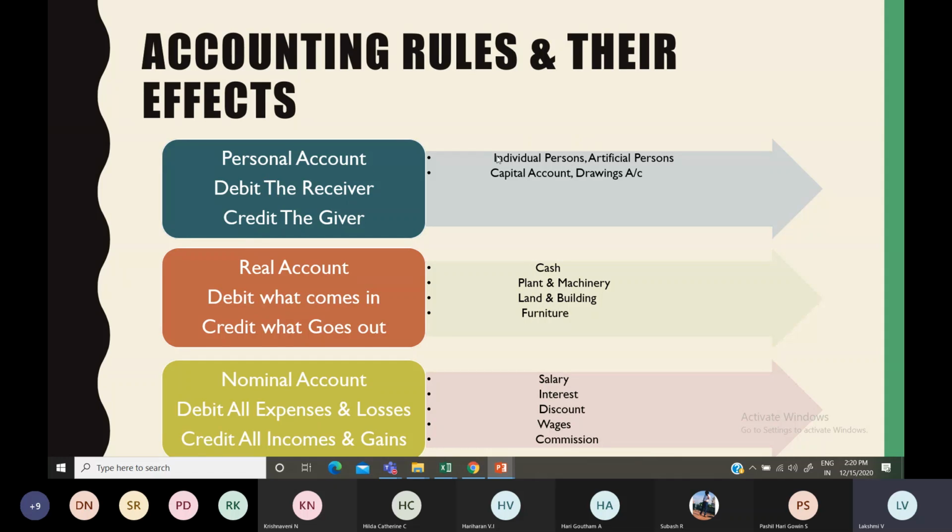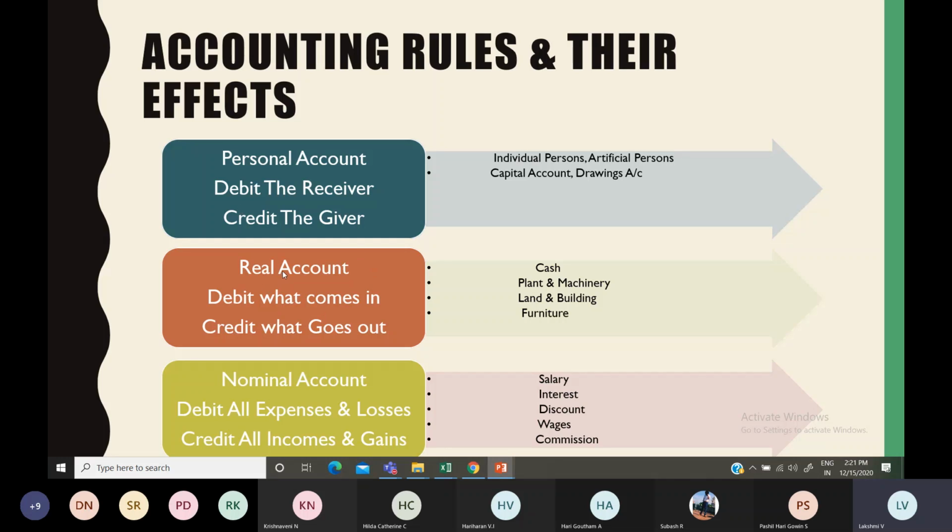Generally, personal accounts include the individual persons I am having dealings with. If I am doing business as X Limited, and I am dealing with Y Limited or Z Limited, those are individual persons and artificial persons. Usually capital account and drawings account will also be considered personal accounts. You have to remember this rule: debit the receiver, credit the giver. You have to memorize this one.